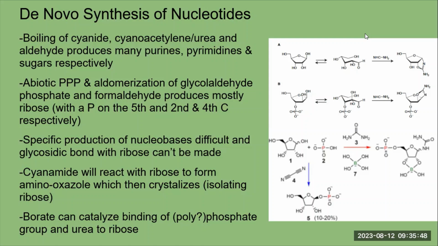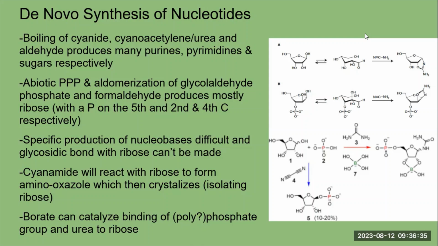So, what is needed is a process that will primarily produce ribose and the aforementioned four nitrogenous bases. The abiotic analog of the pentose phosphate pathway would produce ribose. Aldomerization of glycolaldehyde phosphate and formaldehyde will also produce ribose, but the phosphates will be on the second and fourth carbon. Figuring out how the nitrogenous bases were attached to the ribose has proven to be difficult, because biochemists couldn't get the glycosidic bond which binds it to the ribose to form abiotically. Instead, it is now believed that the nitrogenous bases were synthesized on the ribose itself. This process would start by a cyanamide molecule binding to the first carbon, forming an amino oxazole. Then, other simple nitrogenous compounds would be added to form the nitrogenous base.